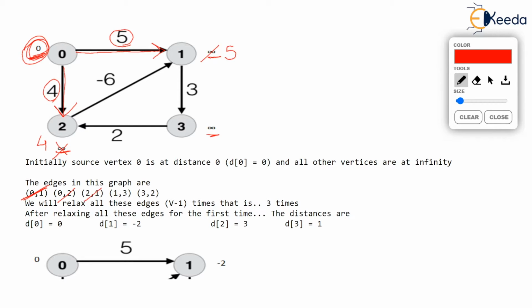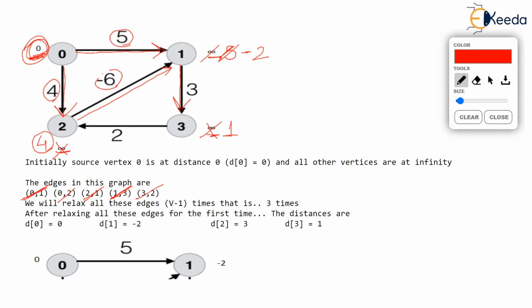2 to 1 is the next edge I am taking. For 2 to 1, you observe the distance of the second vertex is now 4, and 4 plus minus 6 comes out as minus 2. The distance of the first vertex is 5, and minus 2 is much lesser, so we'll update this. 1 comma 3 I am relaxing. The edge from 1 comma 3 will be relaxed by using the rule minus 2 plus 3, which is 1. So the distance of the third vertex is no more infinity, it is 1.